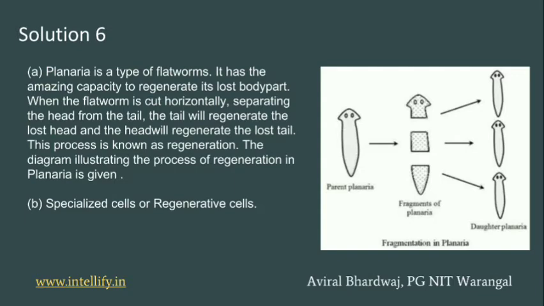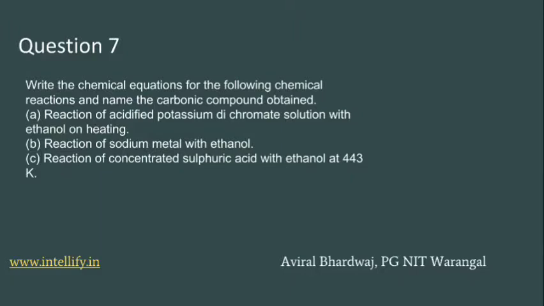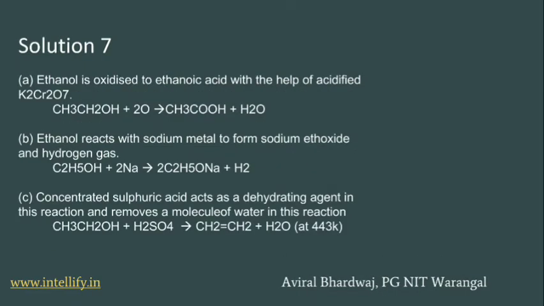So this is the answer. Now the next question is: write the chemical equation for the following chemical reactions and name the carbon compound obtained. There are three types of reactions given. Reaction of acidified potassium dichromate solution with ethanol on heating. Second is reaction of sodium metal with ethanol. Third is reaction of concentrated sulfuric acid with ethanol at 443 Kelvin, which is a suitable temperature.